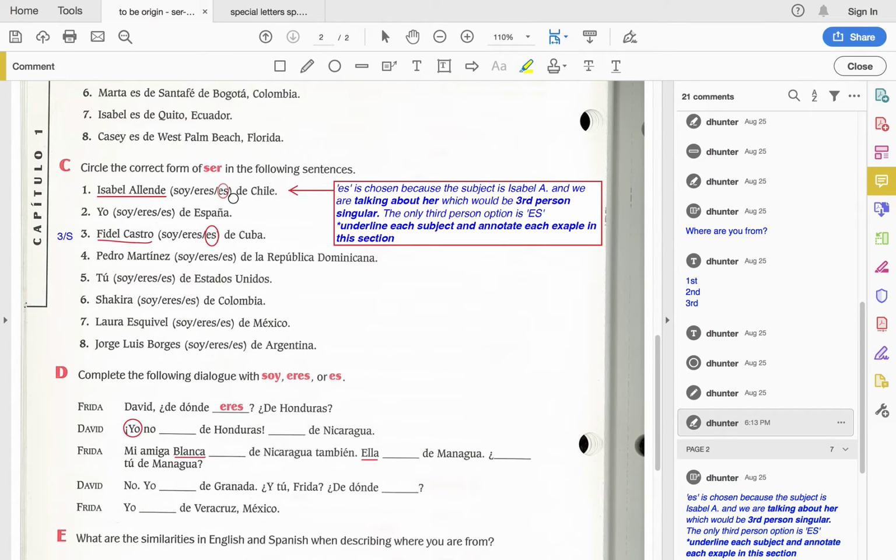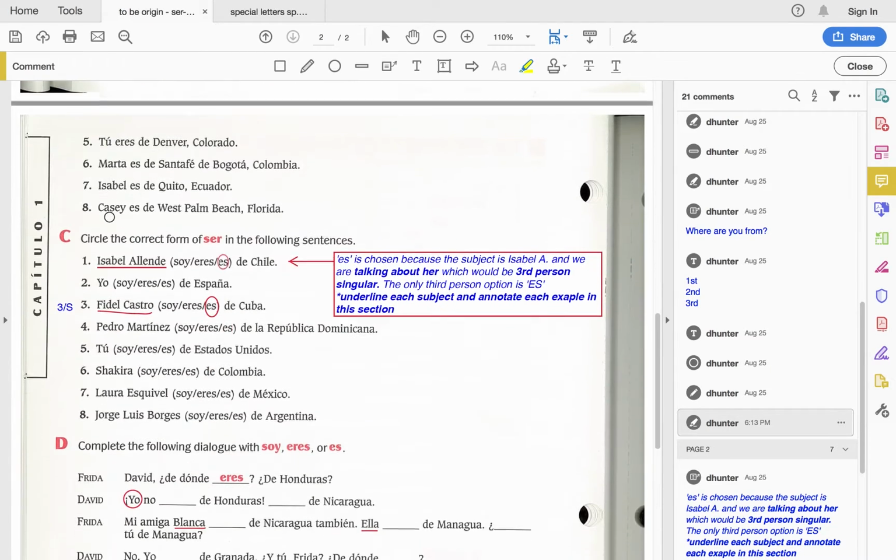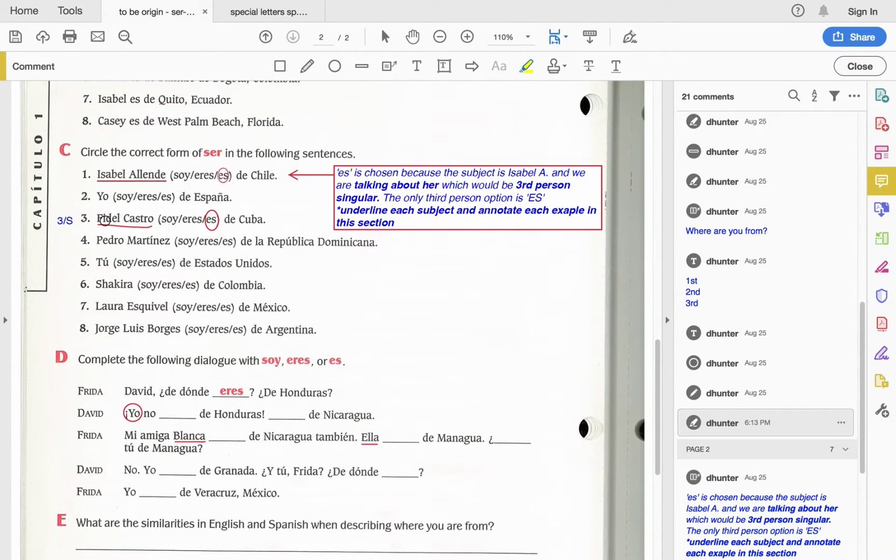We need to go through that same process for each of our subjects. Each of our subjects has a person. It's either talking about us, first person. It's either speaking directly to someone about them, second person, or it's speaking about someone or something, third person. In each case, we can see here that same breakdown.